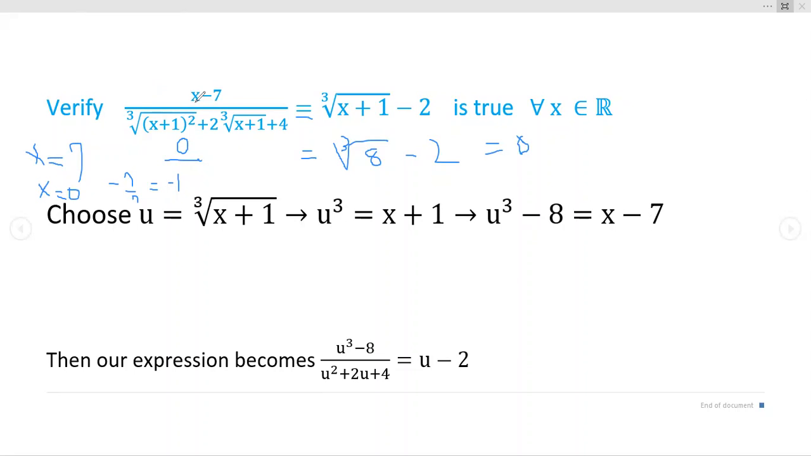Now that's present right here. You see this x minus 7? Well, u cubed minus 8 is actually x minus 7. So you see, we can put that substitution. Our original expression that we're trying to prove to be an identity can get replaced as a function of u, or as an equation in the variable u only. Now, something I didn't write down right here, u squared. And this is just properties of exponents or properties of radicals.